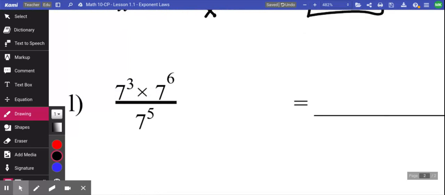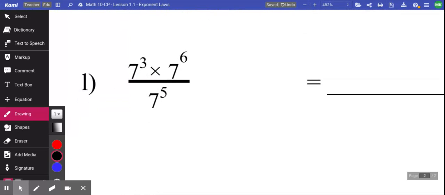Perfect. Last one. I'm doing the same trick. So I have 7 to the 3 times 7 to the 6 on the top. I want to combine that to become 7 to the 9 divided by 7 to the 5. Then it's easy for me to go 9 minus 5 is 7 to the power of 4.